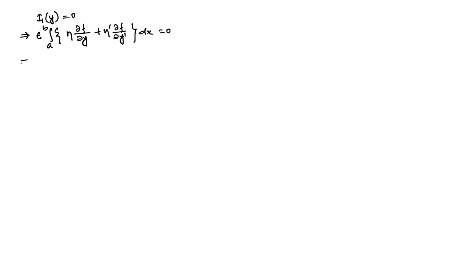So, if we open the bracket, obviously what we have is the integral from a to b of the first term, partial differential of f with respect to y times eta, dx, plus the integral from a to b of the second term, and this is equal to 0. If you notice, all this comes from the elementary calculus that we have covered in our plus 2 level.